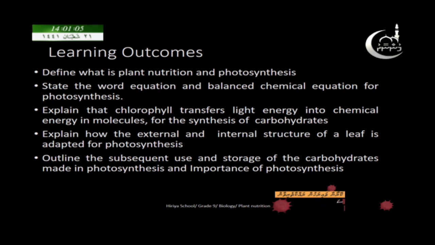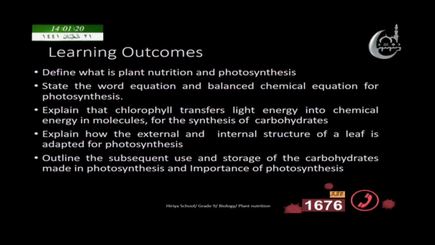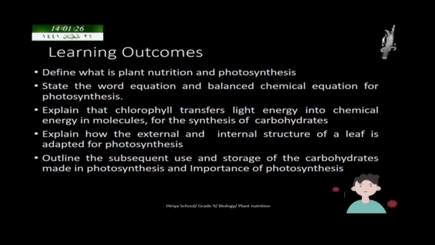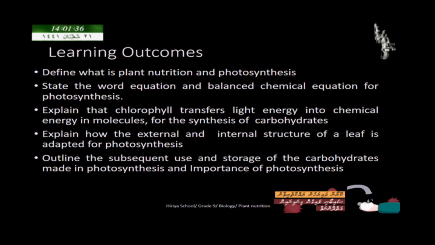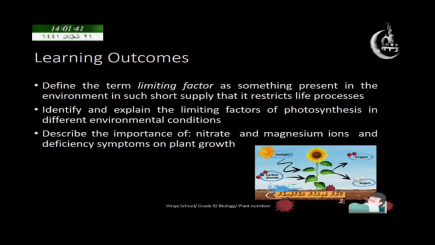Learning outcomes, it is very important because the examiners will be questioning from here based on the learning outcomes. So, define what is plant nutrition and photosynthesis. State the word equation as well as the balanced chemical equation for photosynthesis. Explain that chlorophyll transfers light energy into chemical energy in molecules for the synthesis of carbohydrates. Explain how the external and internal structure of the leaf is adapted for photosynthesis. Outline the subsequent use and the storage of carbohydrates made in photosynthesis and its importance in photosynthesis.